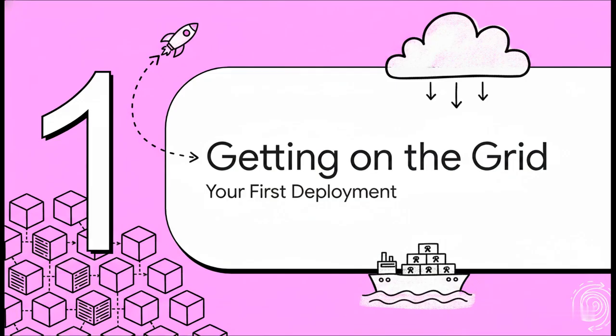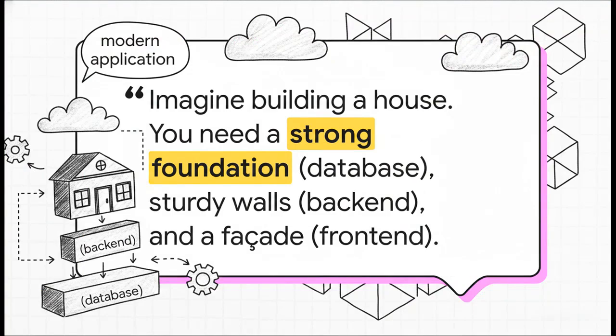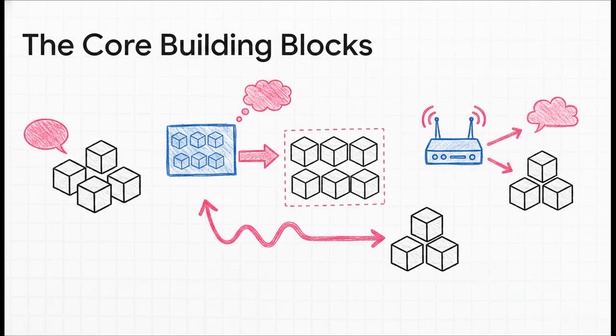This is step one. I love this analogy because it's so true. Think about it. A modern app isn't just one thing. You've got your foundation, that's your database. You've got the walls and plumbing, that's your back-end logic. And you've got the paint and windows, your front end. Kubernetes is kind of like the general contractor that helps us put all those pieces together into one solid working house.